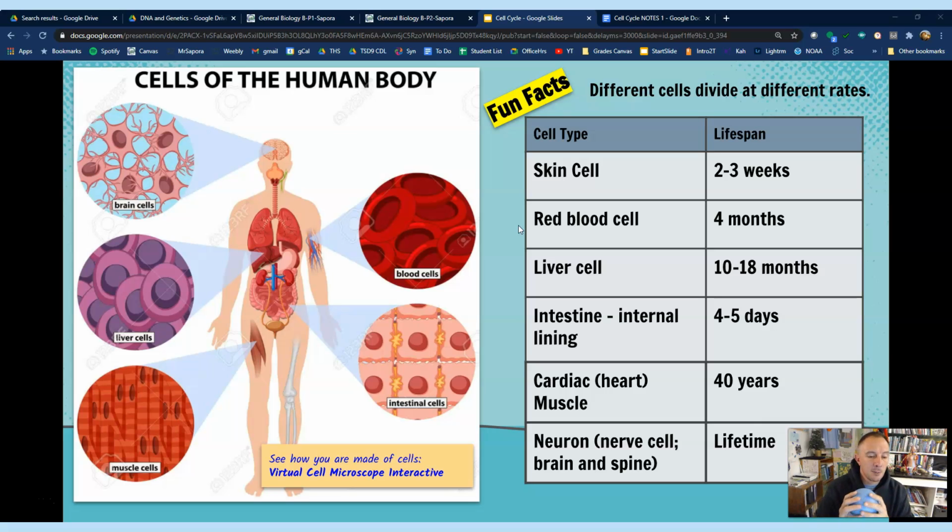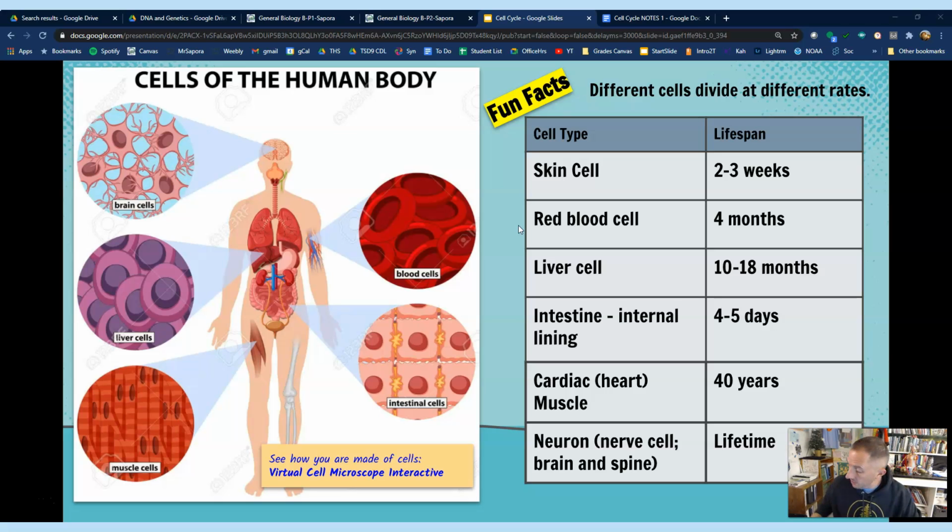Your red blood cells get replaced about every 4 months, and they are manufactured in your bone marrow and in your spleen. They last about 4 months, and then they wear out, and they themselves don't actually divide. They don't have a nucleus. Your liver cells last about 10 to 12 months, so about a year to a little over a year. The lining of your intestines is replaced only every 4 to 5 days.